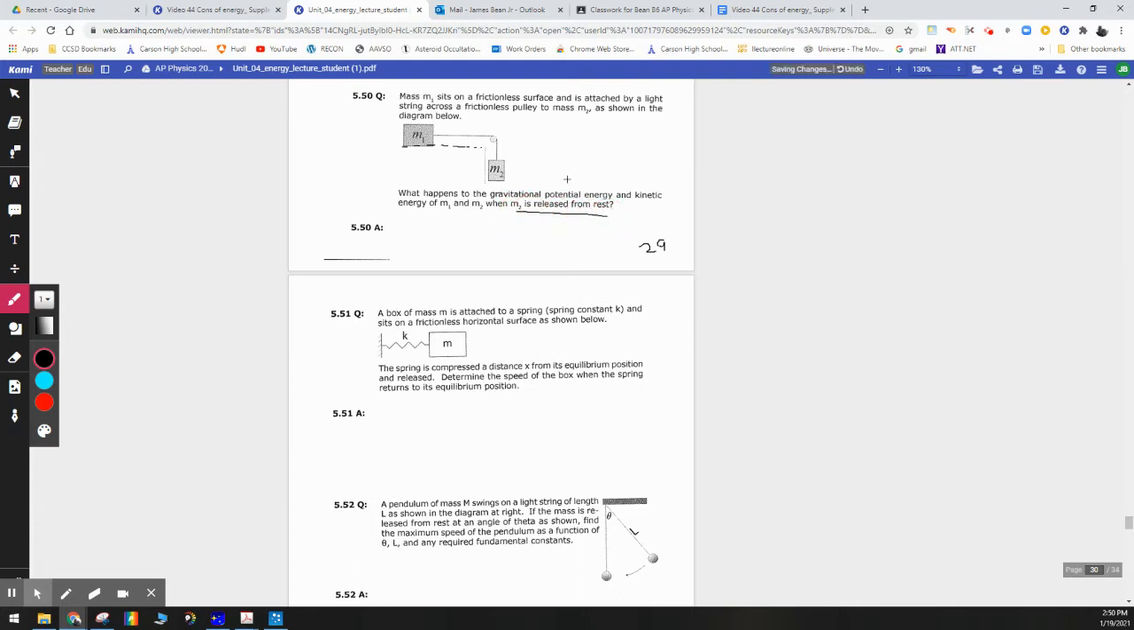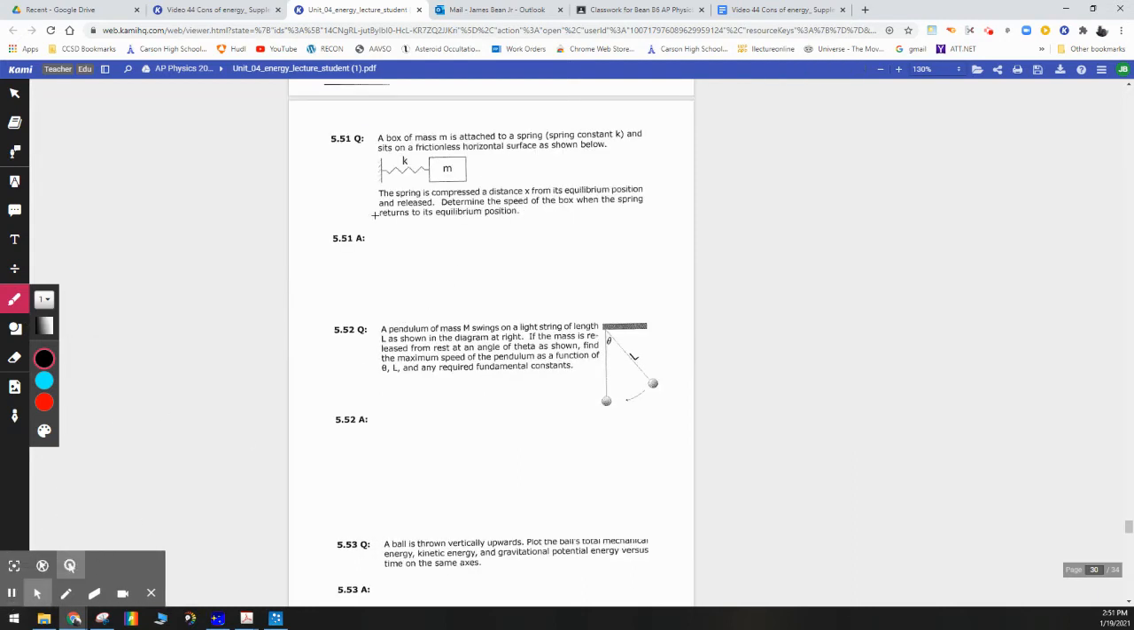So take a quick look there and think about what happens here. This thing begins to move. What happens to the gravitational potential energy, and what happens to the kinetic energy here and here? Both. So what happens to the kinetic energy and the gravitational potential energy? And same thing here. What happens in both cases? Go ahead and hit pause.